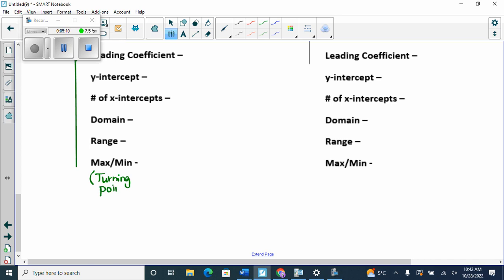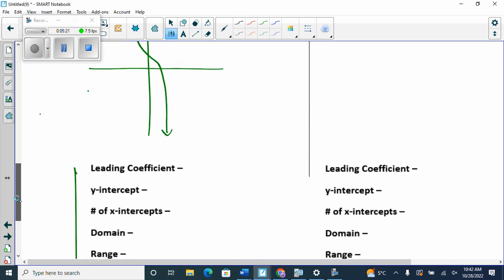They can be called turning points. So every max and min is a turning point. This graph doesn't have a max or a min. This graph actually has this curve.